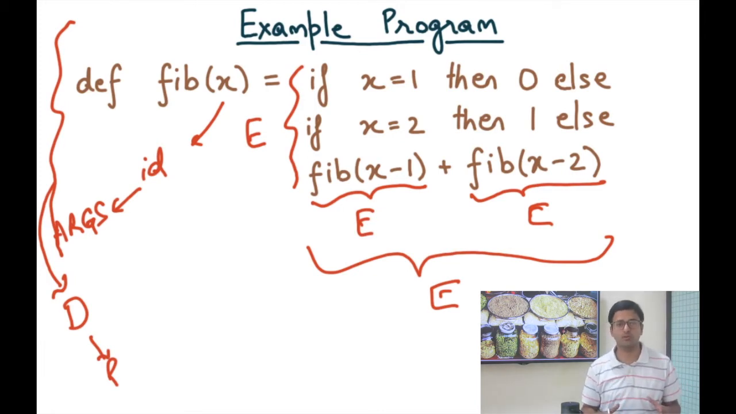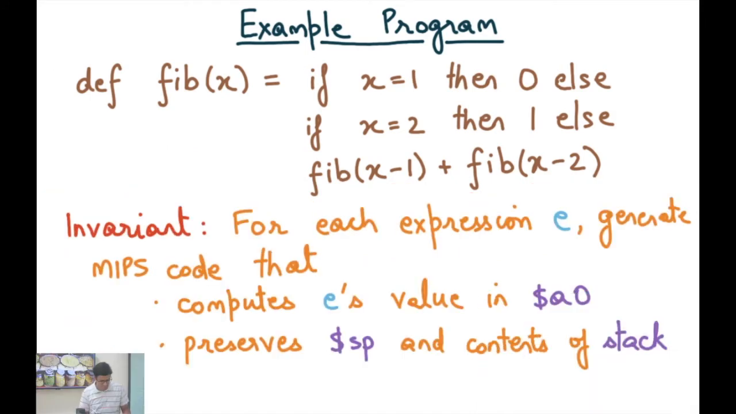Now we want to discuss code generation for a more featured language that has function calls, if then else constructs, and function declarations. Once again we are going to follow the same invariant that we had when we were discussing code generation for the language of expressions. For each expression E, we'll generate MIPS code that computes E's value in the accumulator A0 and preserves the stack pointer and the contents of the stack. This is exactly the same invariant that we used for the language of expressions.